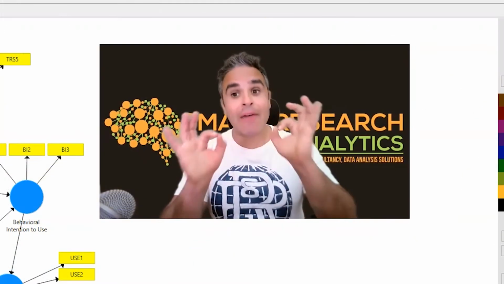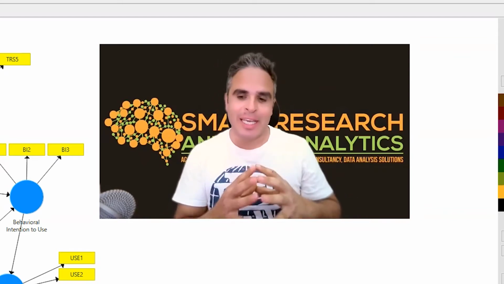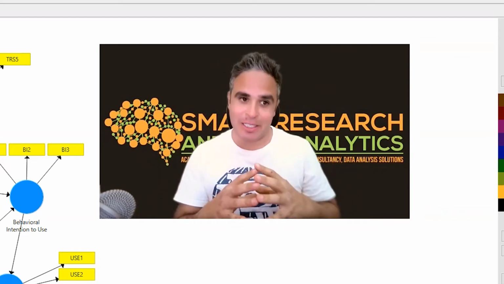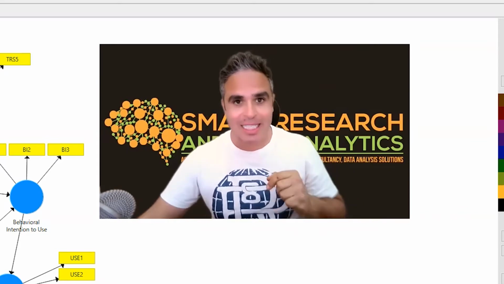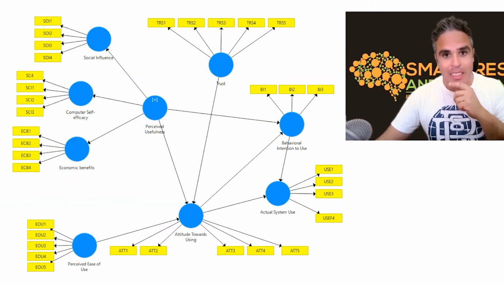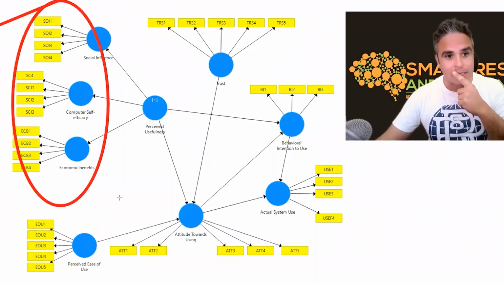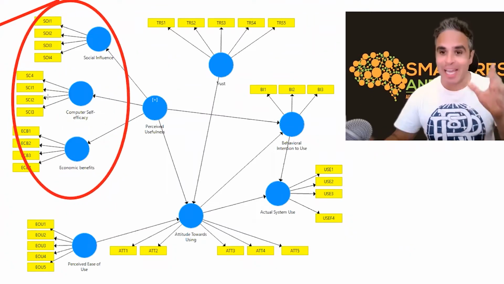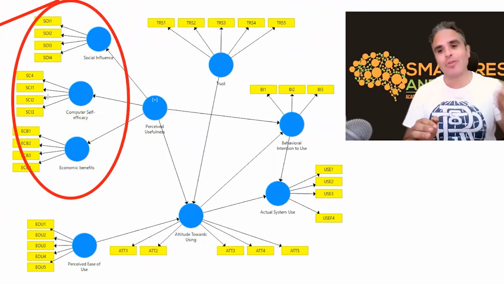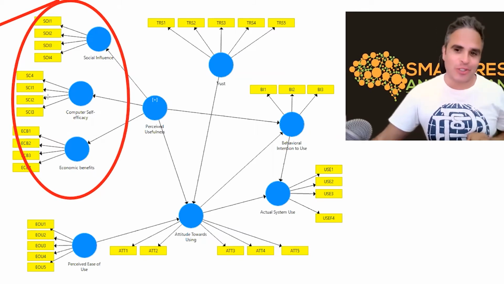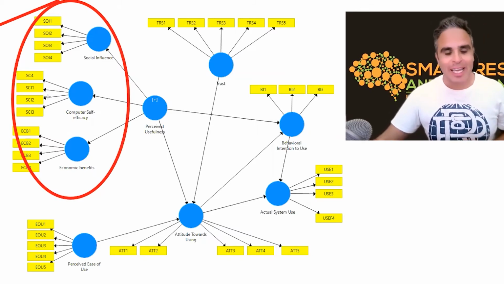Now, we have to know something that's very important, the repeated indicators. If we have first order constructs, in this one I have a first order construct here. Let me just draw a square. These are the first order constructs and these are their indicators. So I have to repeat those indicators in the second order construct. Otherwise, I wouldn't have the right calculations.